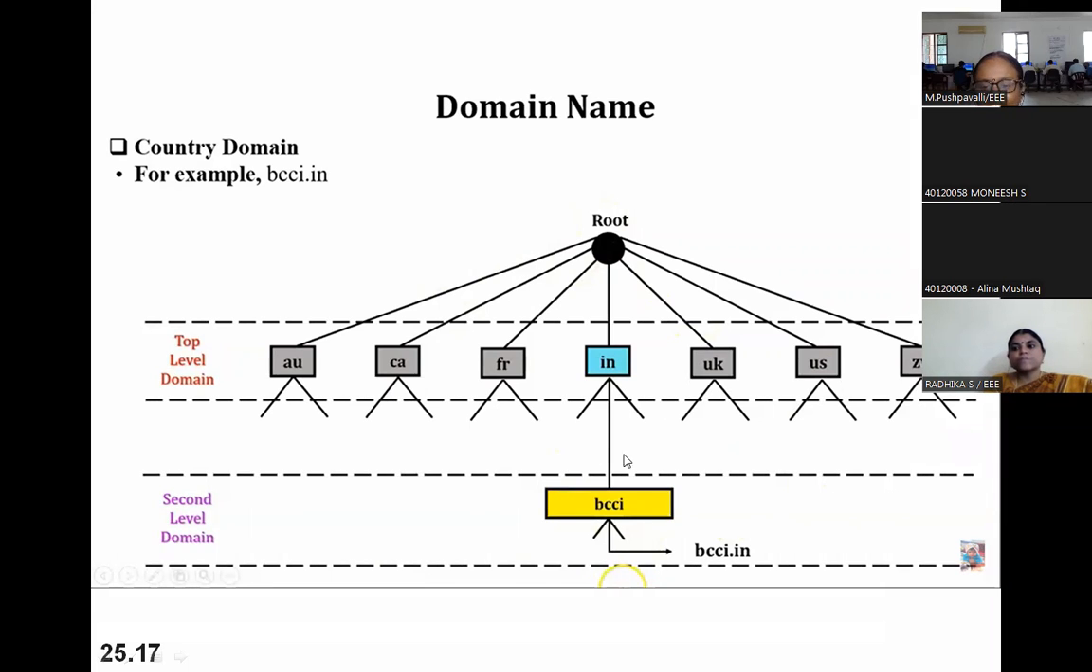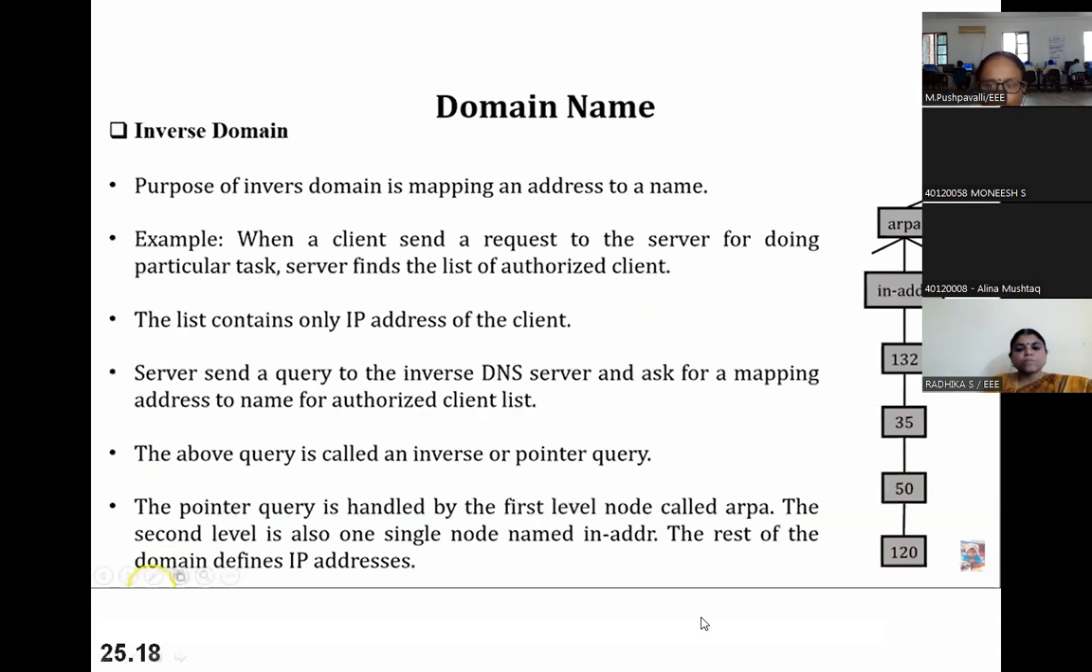And from that, we want to access www.bcci.in. Our cricket body wants to access bcci.in. It is our Indian access. Similarly, www.amazon.in. Similarly, we'll get this information.